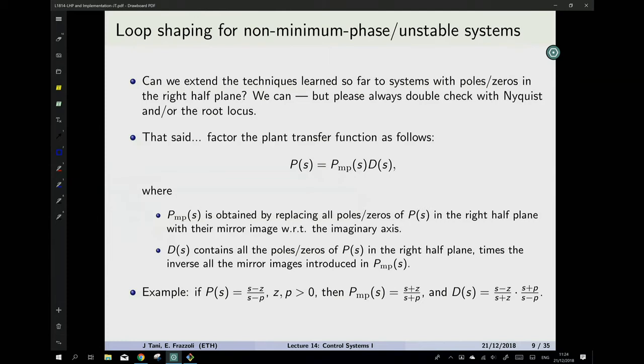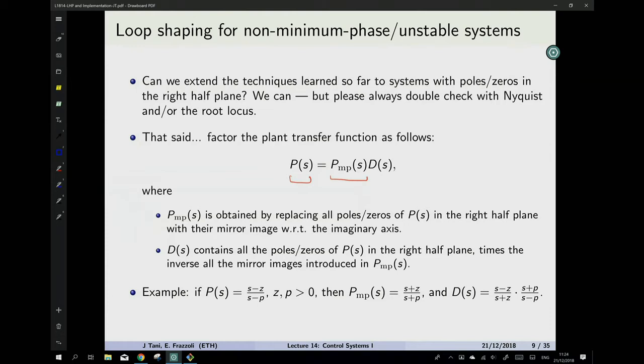So suppose you have a P of S that has some open loop that is ugly, it's not minimum phase or open loop unstable. We just represent it as the product of a minimum phase one, which is what we've been talking about up to now, times another function or a transfer function that we call D of S. How do you obtain the D of S?